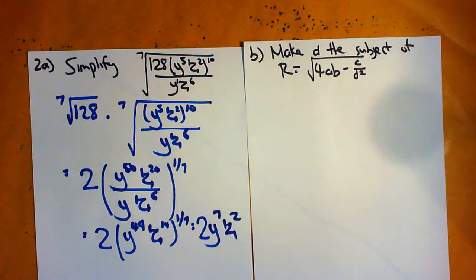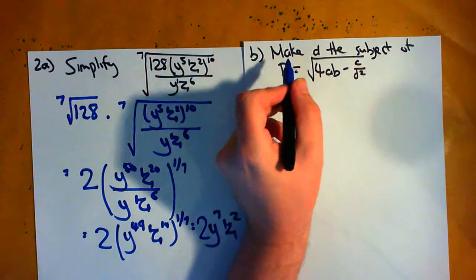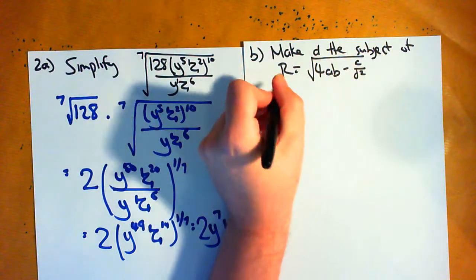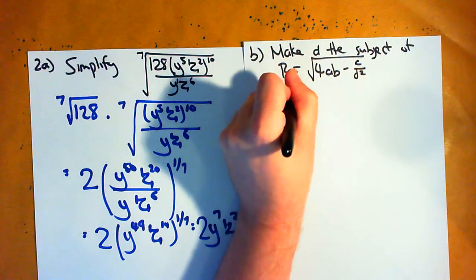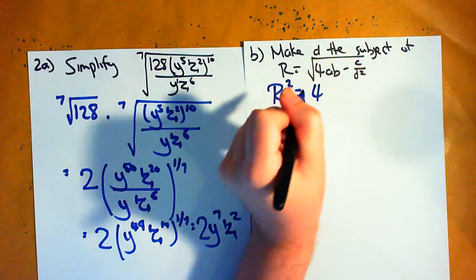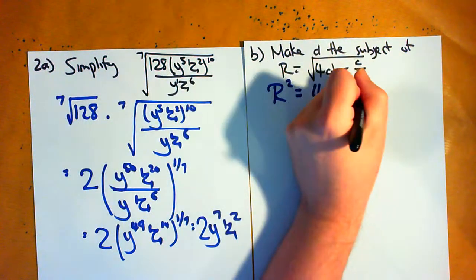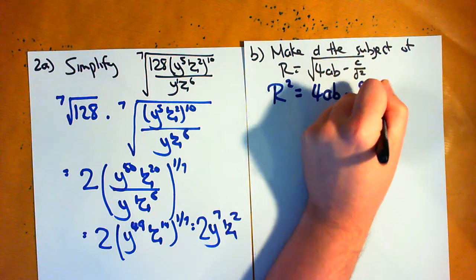Question B, make d the subject of r equals the square root of 4ab minus c over d squared. So first thing to do is, this whole right hand side is under a square root, so we'll start by getting rid of that, square both sides. So r squared is 4ab minus c over d squared.